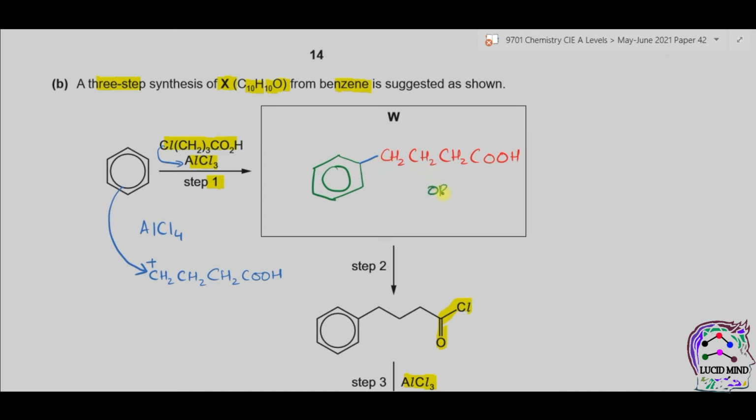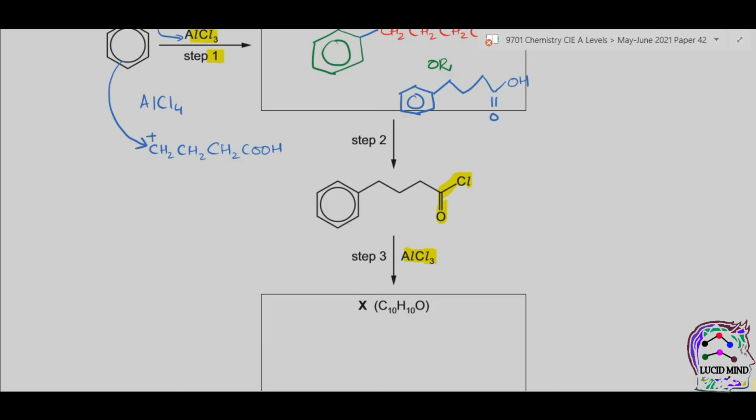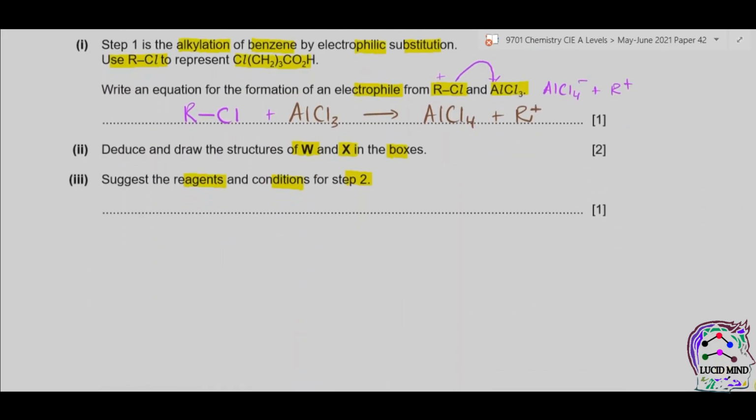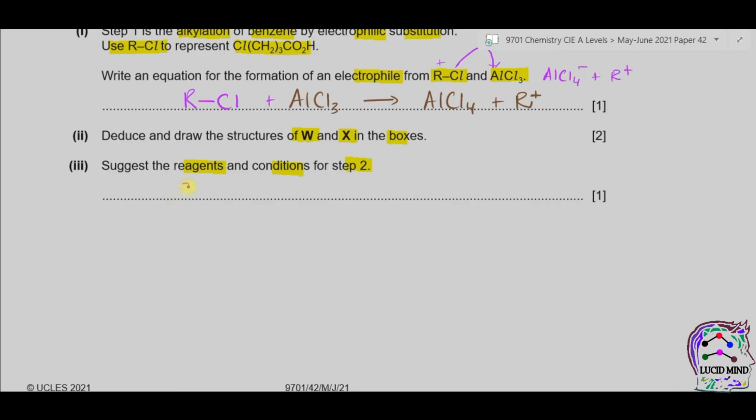We can also draw skeletal structure instead of this one. It will be benzene. Then we have 1, 2, 3, 4 carbon atoms along with double bond oxygen and OH. Now in second step we can see that carboxylic acid is converted into acyl group. So to convert carboxylic acid into acyl group, we can use SOCl2 or we can use PCl5 or PCl3 in the presence of heat. So for step 2 we can write the conditions. You can write any one.